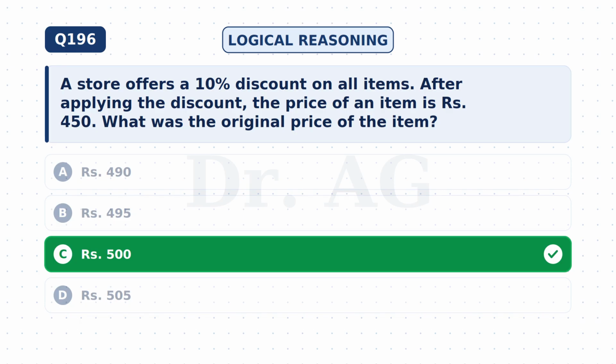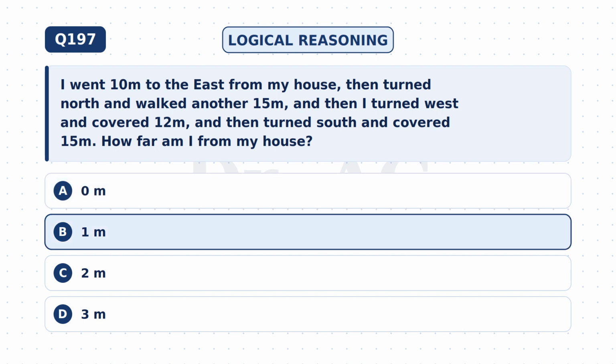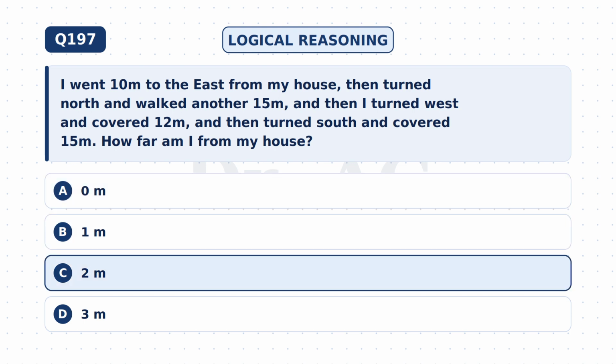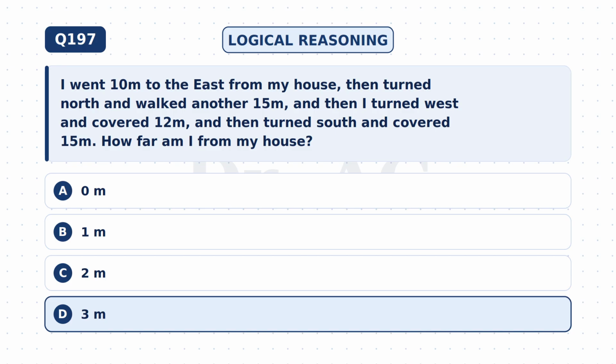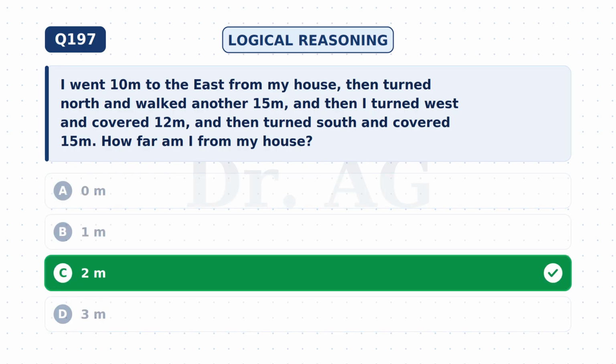500 rupees. Question 197. I went 10 m to the east from my house, then turned north and walked another 15 m, and then I turned west and covered 12 m, and then turned south and covered 15 m. How far am I from my house? Option A. 0 meters. Option B. 1 meter. Option C. 2 meters. Option D. 3 meters. The correct answer is C.